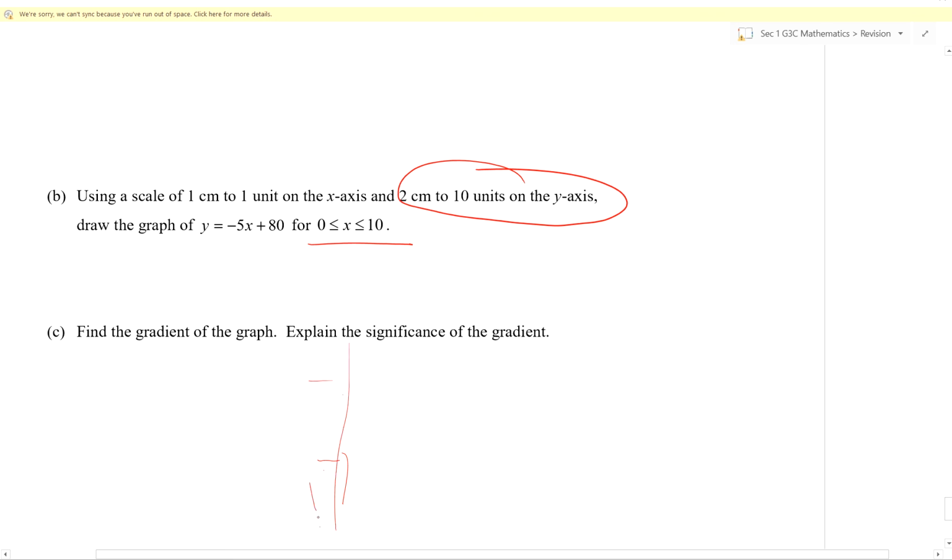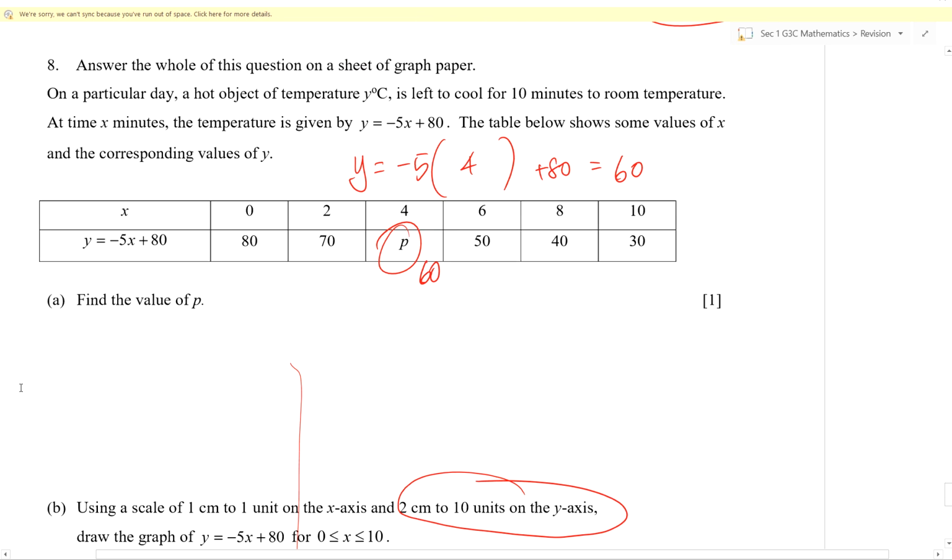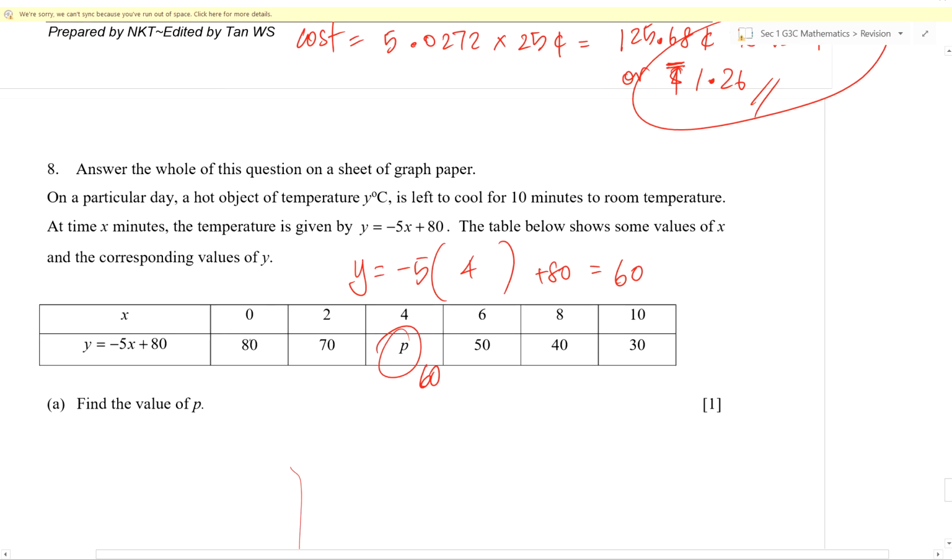Okay? How high do we go? That depends on our graph. Go back to our table of values. When x is 0, y is 80. As time passes, the temperature drops. The largest value of y is 80. So I definitely must have up to at least 80. You can go to 90, 100, doesn't matter. They didn't restrict you, but 80 will be enough. So make sure you adjust your axis until you have enough space for 80.